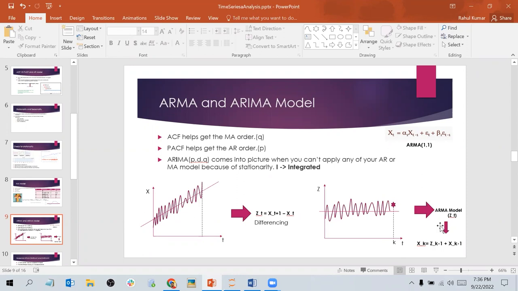Then we are going to transform this back to the series. How are we going to do it? Just like we did this transformation by subtracting, we are going to add. So this is Z at T plus one, that is a one gap. You can express Z at K as Z at K minus one plus X at K minus one. And then again, you can change this X of K minus one to Z of K minus two plus X of K minus two, and so on. Finally, we are going to get this value, which we already know at this point.